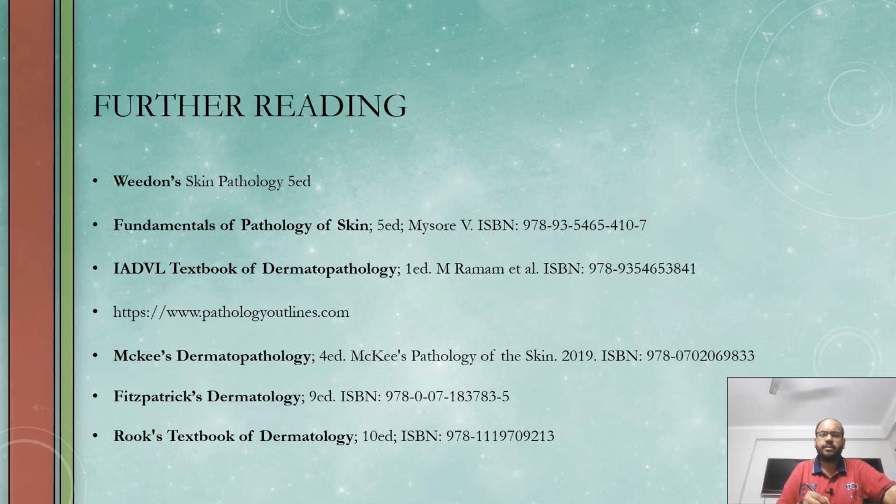So the reading recommendations, although you don't require them if you have gone through this video, are Weedon's Fundamentals of Pathology of Skin and the IADVL textbook of dermatopathology. Now, Pathology Outlines is a good online source to look at different slides. They have good quality slides, they have good descriptions. You can go through them. Mckee's Dermatopathology, Fitzpatrick Dermatology 9th edition, and Rook's 10th edition are the books that I've referred.